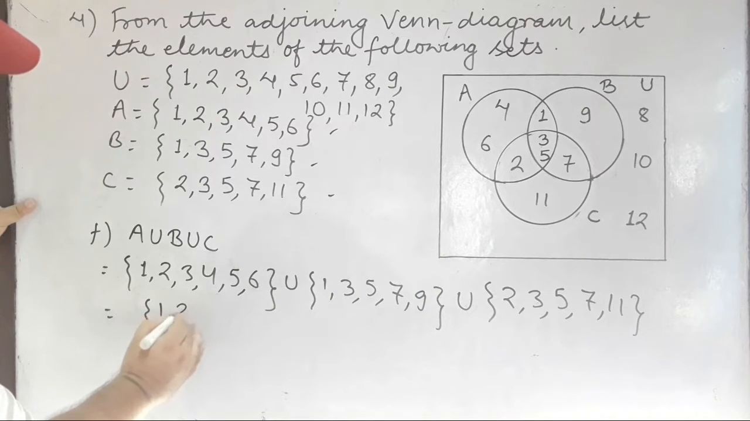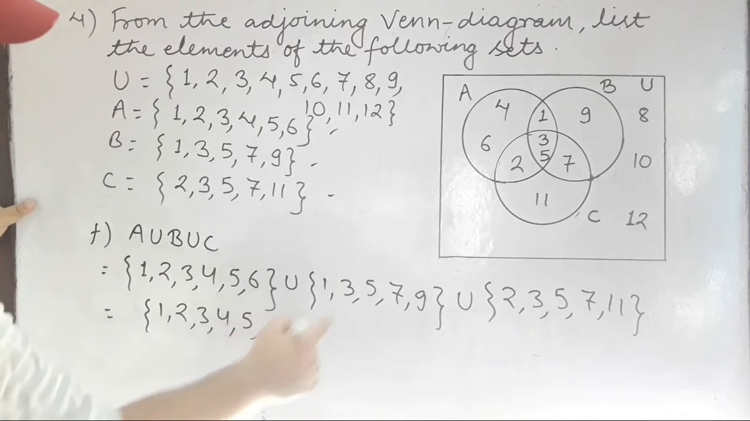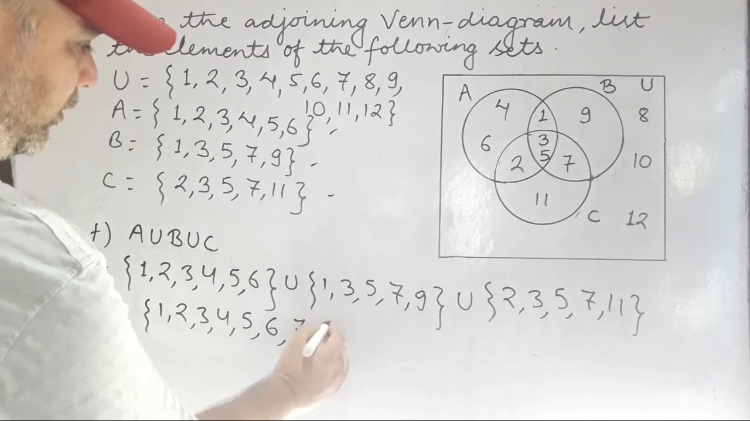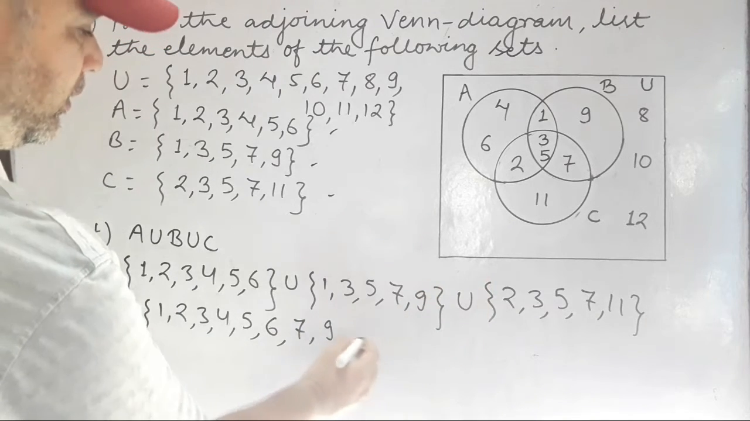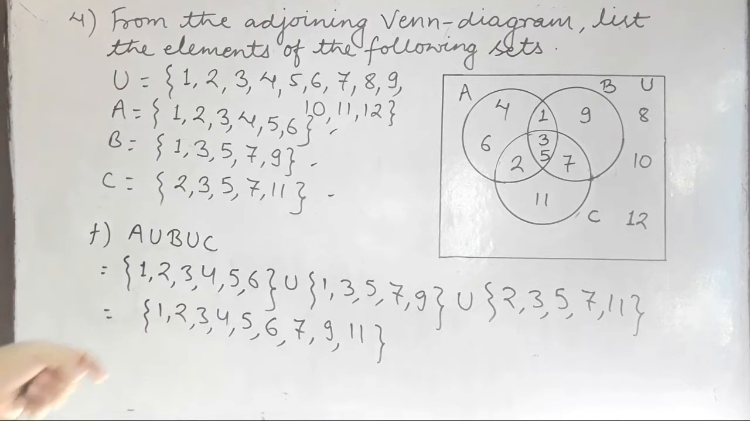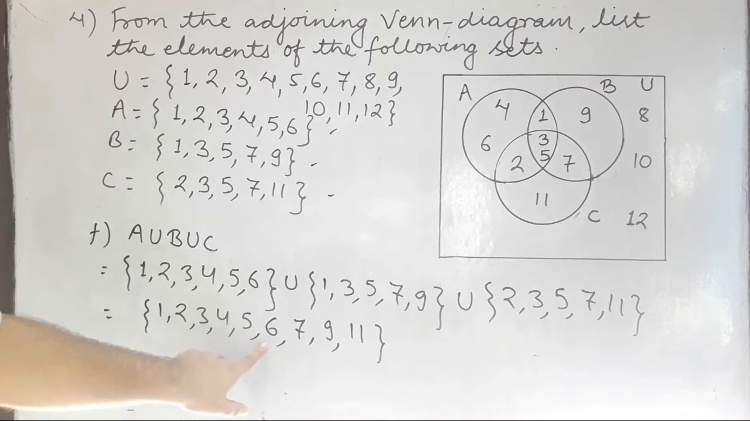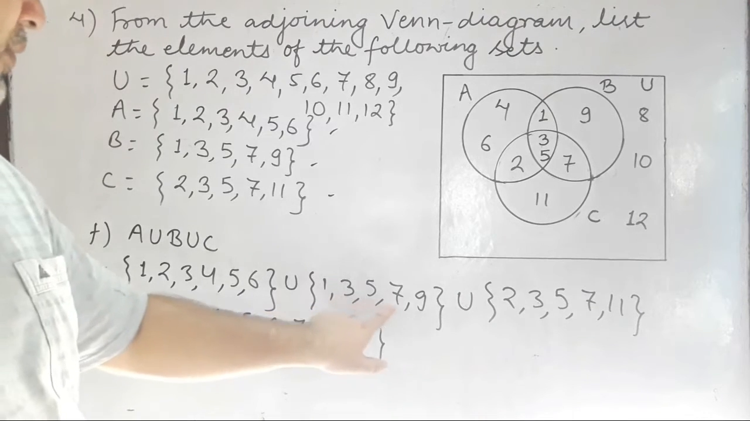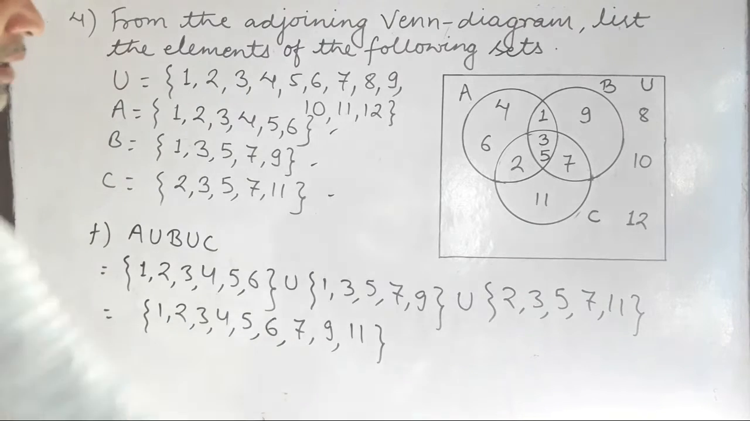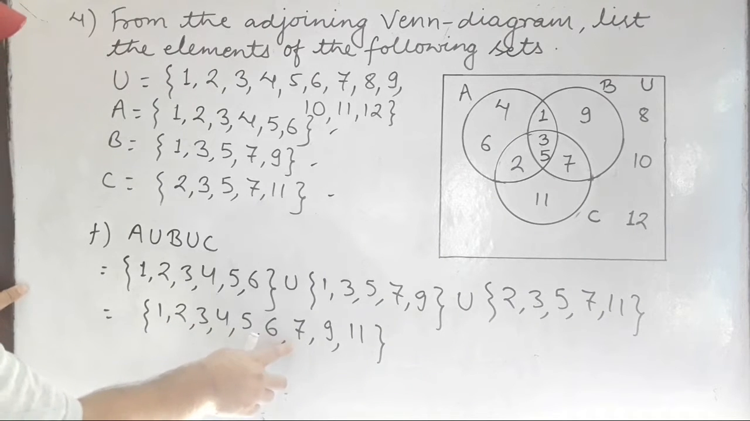So let's write 1, 2, 3, 4, 5, 6, 7. Let's write serially. Then 9, then 11. Let's check whether we have written all the elements or not. 1, 2, 3, 4, 5, 6. Okay. 1, 3, 5, 7, 9. Okay. 2, 3, 5, 7, 11.